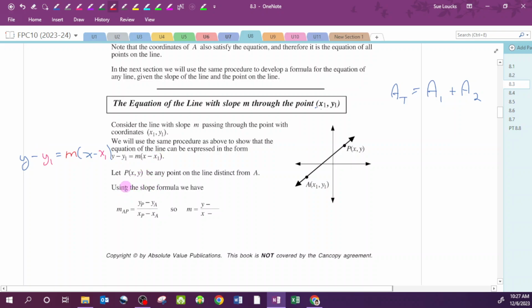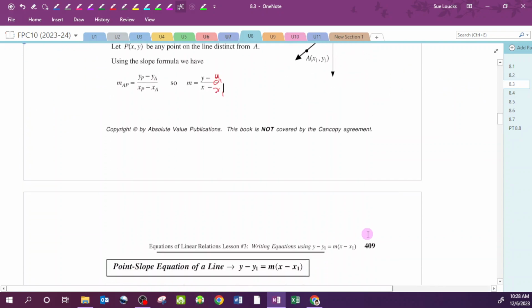Okay, we're going to do the slope formula here. The slope from A to P is y of P minus y of A over x of P minus x of A. So the slope is going to be, well, the x and y of P are just designated x and y. And then this is going to be y minus y1 over x minus x1, because those are the values at A. And I guess that's just showing you that the slope line equation works. I don't know. Okay, next page.